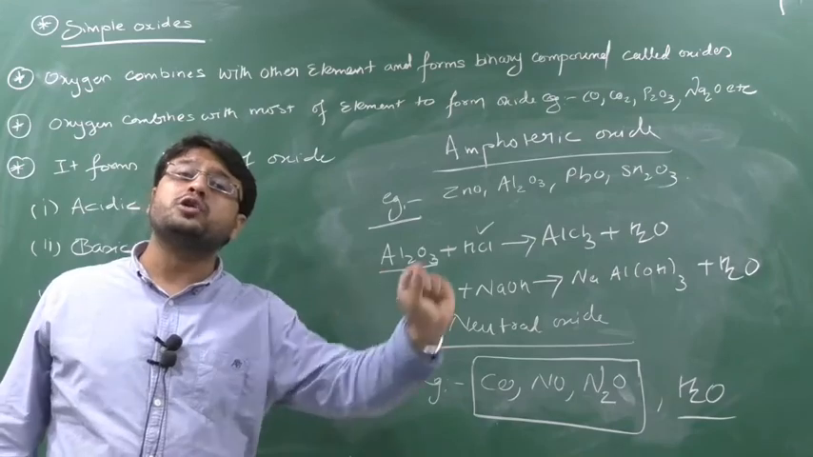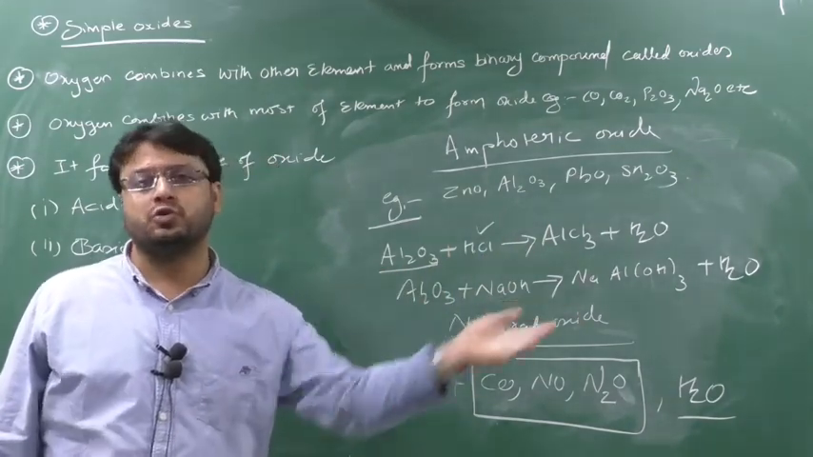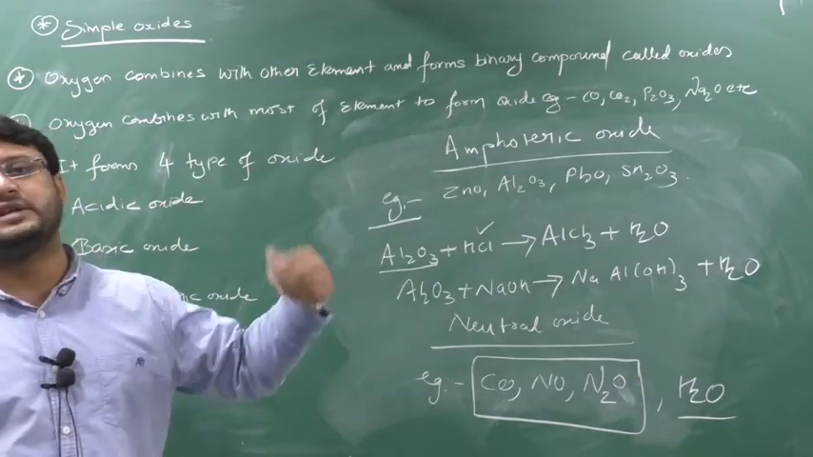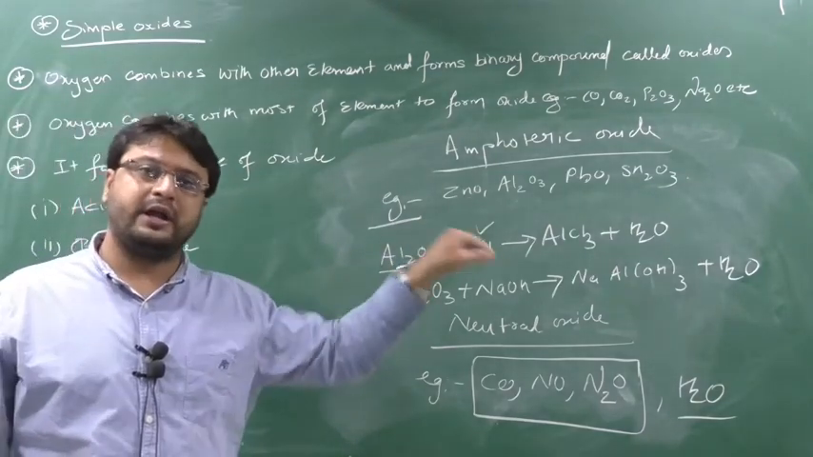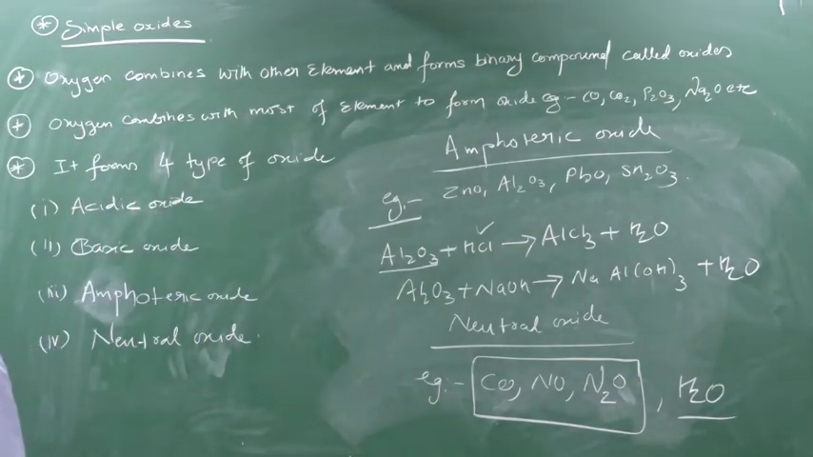Example is CONO2O. Remember this mnemonic or shortcut, CONO2O. CO means carbon monoxide, NO means nitric oxide. Clear this part? Carbon monoxide, nitric oxide, nitrous oxide and water are the examples of neutral oxide. So you can study this.